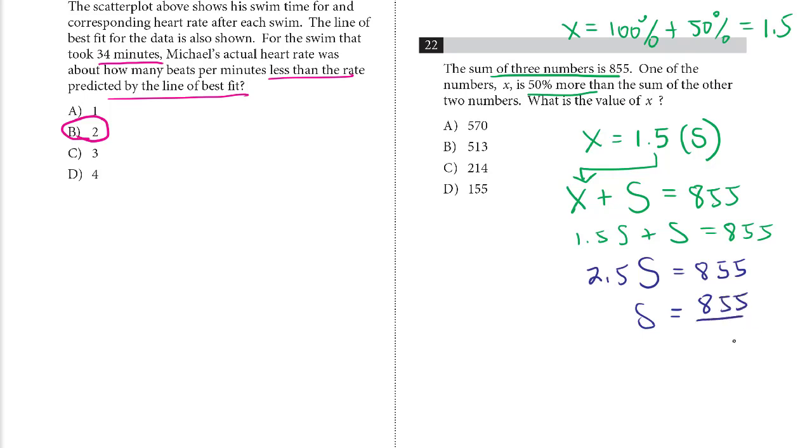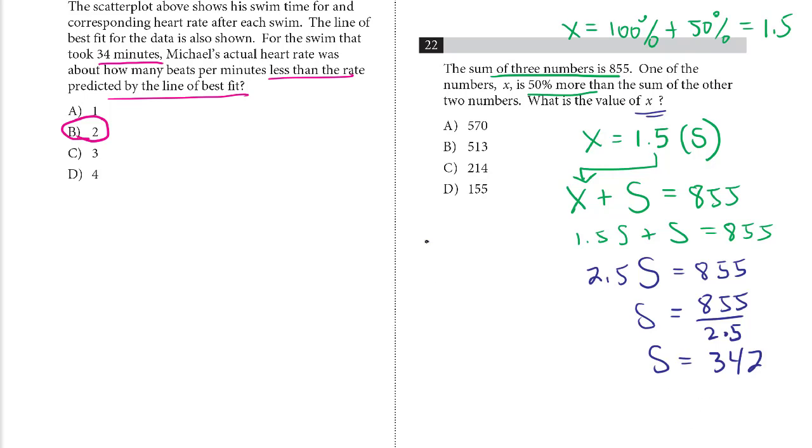855 divided by 2.5. So in this case, again, we could probably run the math ourselves. Now, in this case, I would probably run the math on a calculator. s equals 342. Okay? And the only reason is because the answers are for x. We're not done now that I found s. We need to figure out what x is.